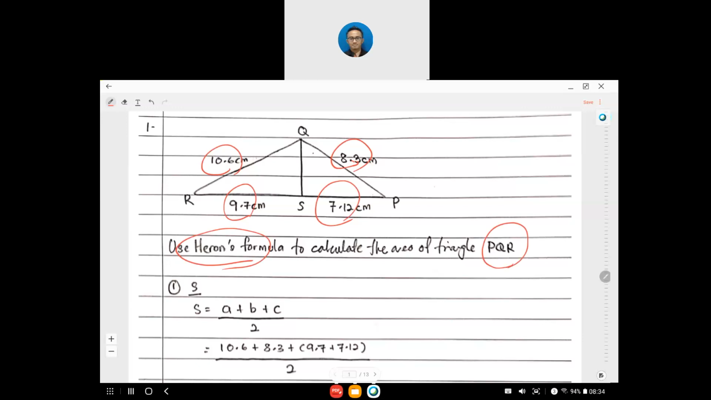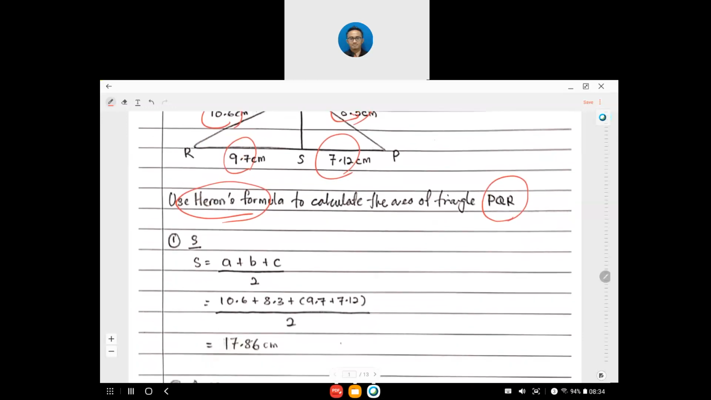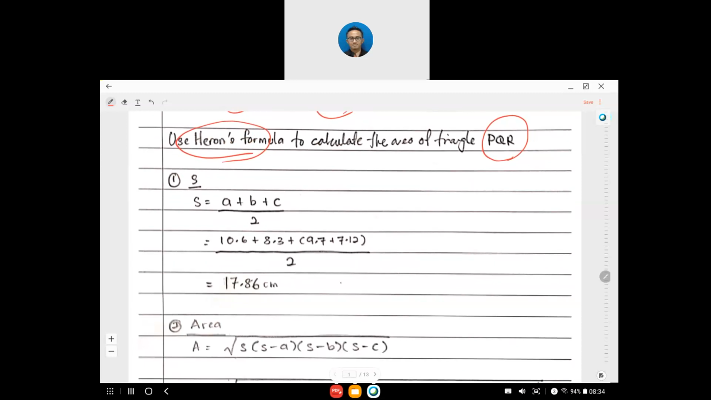In order to use Heron's formula, we need to first find the value of S. We know that S equals A plus B plus C divided by 2. What is A, what is B, what is C? These are the lengths of the sides of the triangle. So you have these two triangles. What is the length here? What is the length here?